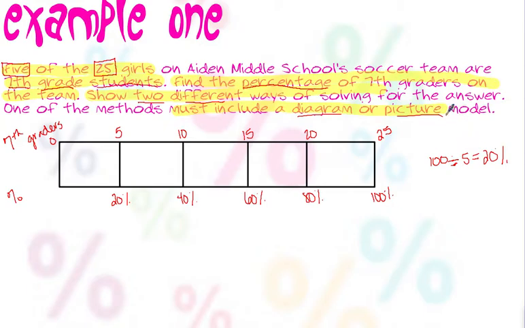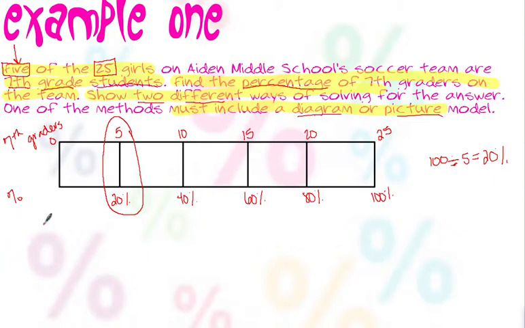So this works out nicely because I can look here and see that those 5 girls, because it's 5 of the 25, are 7th graders. So of those 5 girls, they make up 20% of the team. So that was my first method.